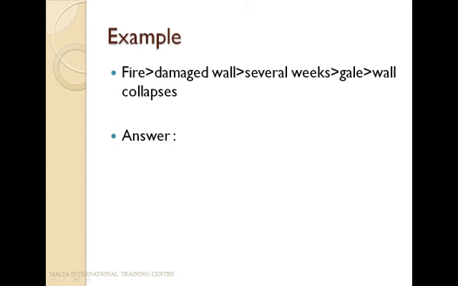In this case, you will observe that there is a gap in the train of events. Fire damaged a wall, leaving this wall in a bad state of repair. Only several weeks after, a gale brought this wall down. In this case, we cannot say that the fire started off the train of events, but it's the gale which caused the wall to collapse.